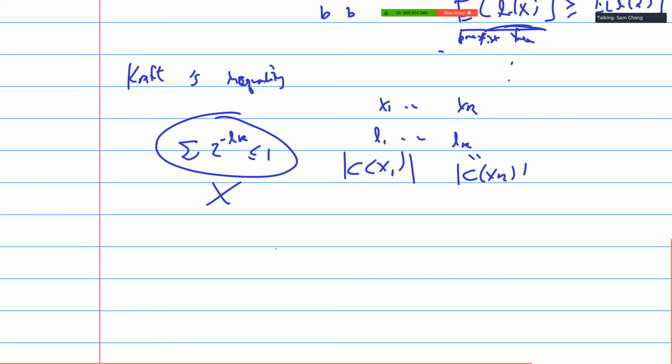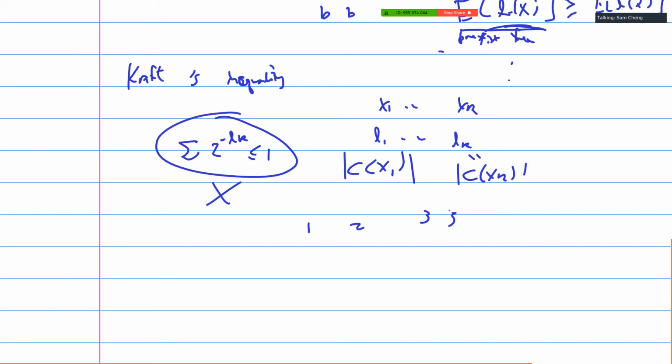So for the forward proof, what we want is, given this L, to make sure that we can find such a code, right? The idea is, given the lengths L here, I'll do it by example. Let's say the lengths L are 1, 2, 3, 3.